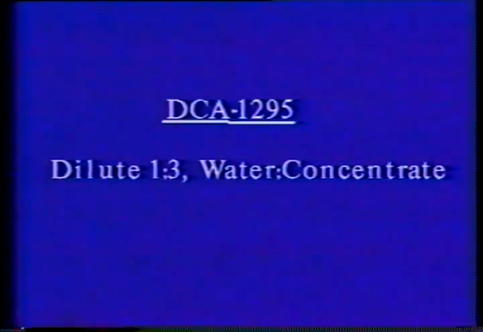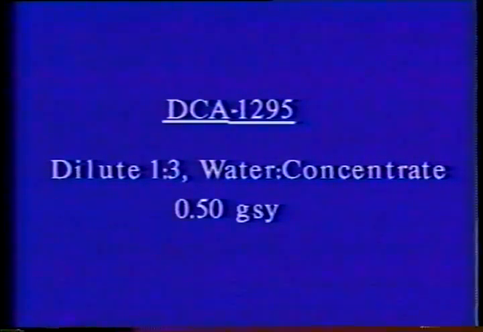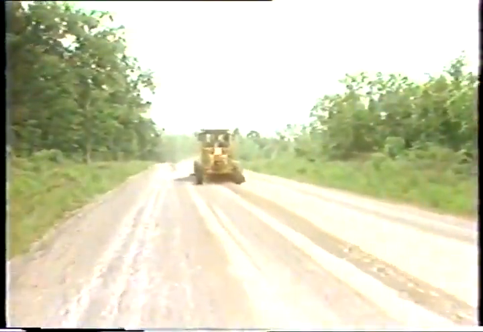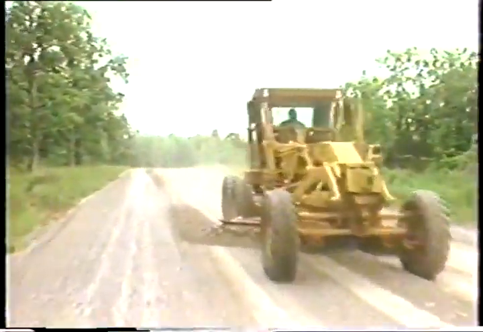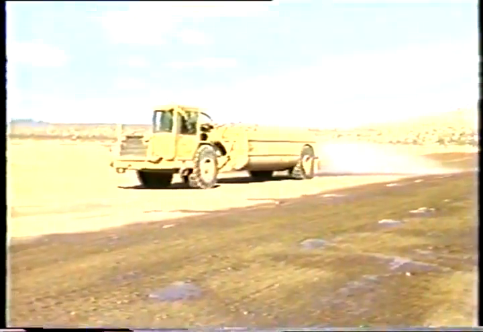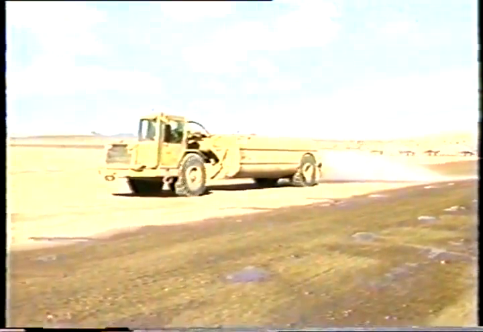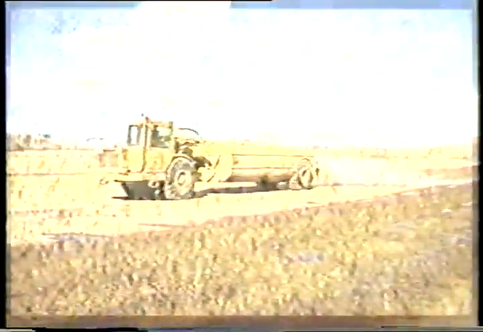DCA-1295 is normally diluted with one part water to three parts concentrate. Then it is applied at a rate of 0.50 gallon per square yard. Equipment. Motor grader to blade surface to be treated. This will eliminate ruts, potholes, and loose material. Water truck for pre-wetting is necessary to reduce surface tension. Surface tension on dry soils has been shown to reduce penetration and/or adherence of dust palliatives.